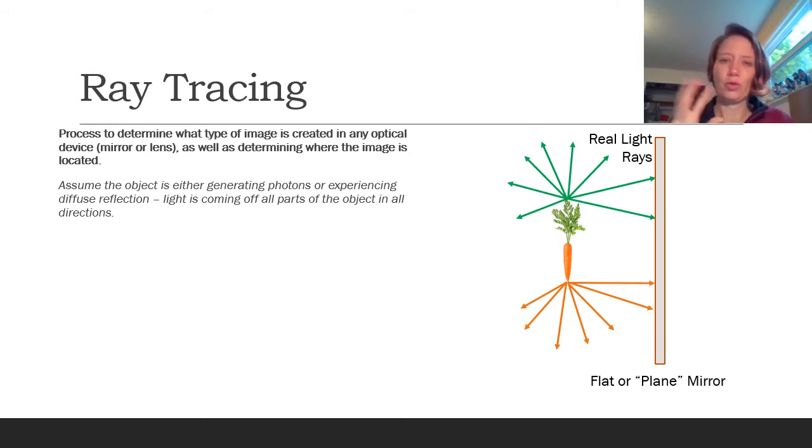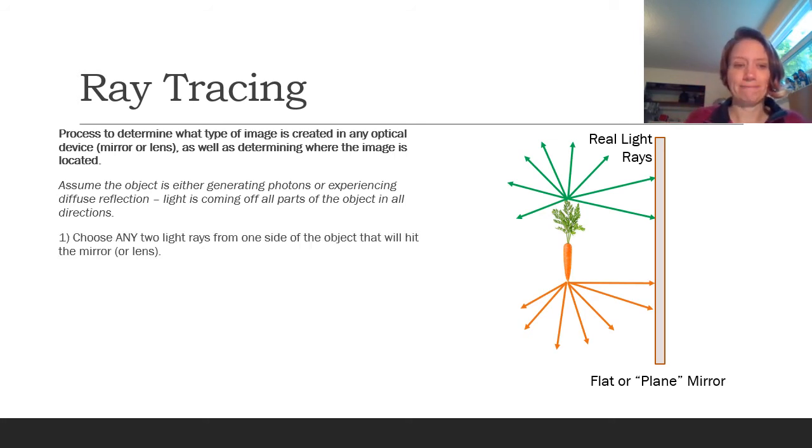So I've got green light rays leaving the stalk of that carrot, and I've got orange light rays leaving the tip of the carrot, but there would be light rays leaving every other part of the carrot as well. Those are real light rays. They actually exist in space, and if you had an eye in the location around the object, you'd be able to see where that object is based on the triangulation of those light rays.